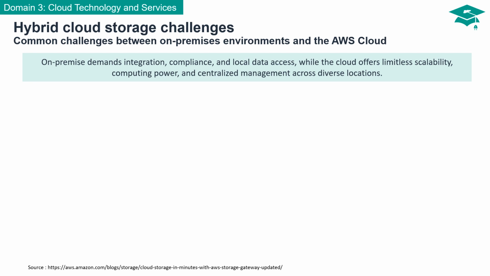In a hybrid cloud environment, organizations face a unique set of challenges that bridge on-premises systems with the capabilities of the AWS cloud. On-premise demands integration, compliance, and local data access, while the cloud offers limitless scalability, computing power, and centralized management across diverse locations. Here are the common challenges between on-premises environments and the AWS cloud.